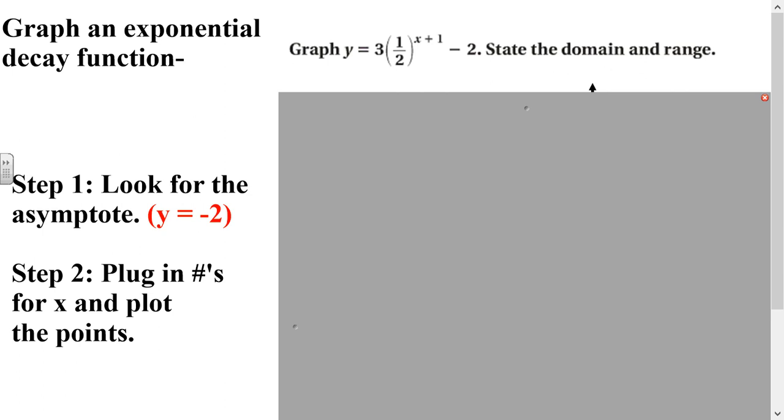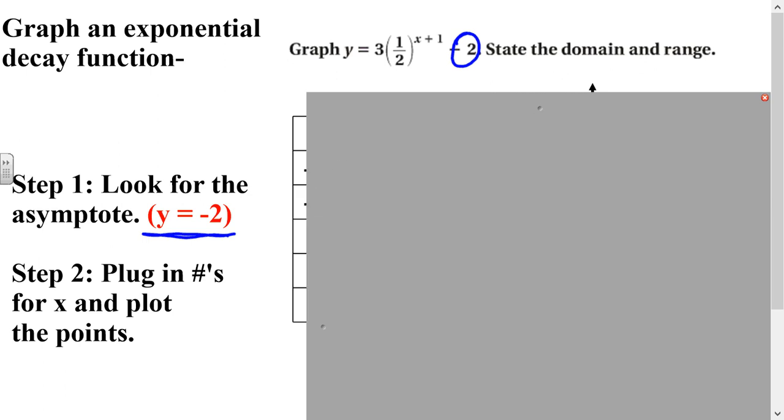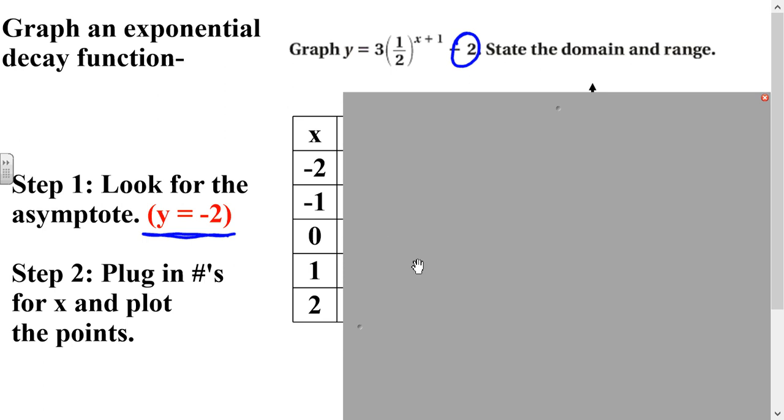Now you can tell what the asymptote is just by looking at the equation. So if we look at this equation, it says -2 right here. So that's how we tell what our asymptote is, because this indicates that this is going to shift down 2. And so since it goes down 2, normally these functions flatten out at 0, but because it goes down 2, it's actually going to flatten out at y equals -2.